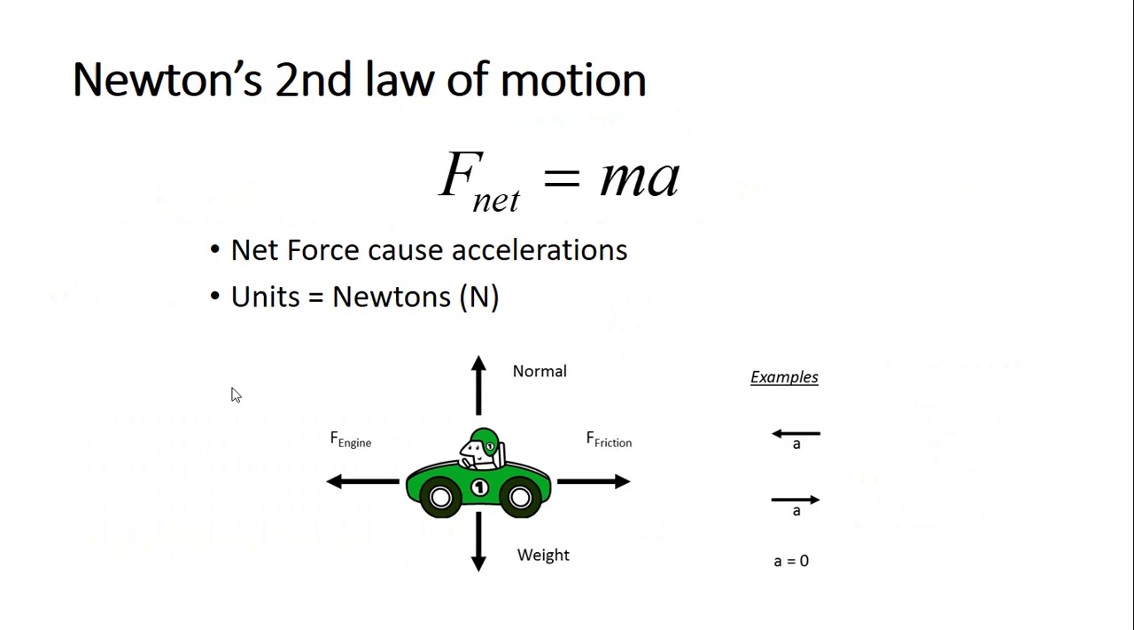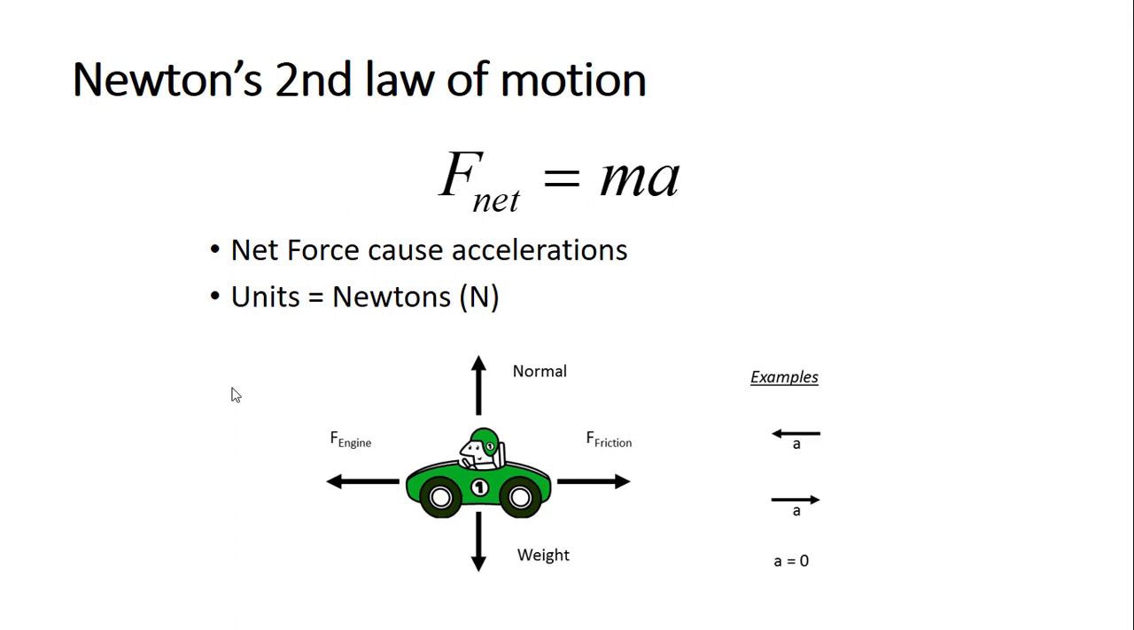Newton's second law of motion says a net force causes an acceleration. F net equals ma. That's the formula for Newton's second law. A net force is the total amount of force. So the total amount of force acting on a system is what's going to cause a system to accelerate.